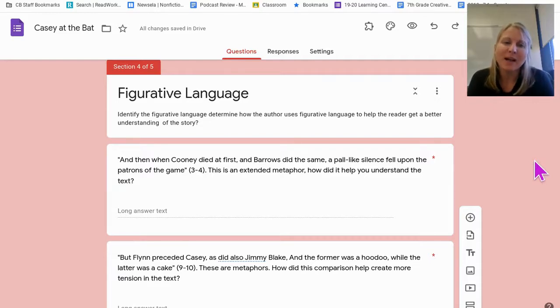So as we look back at Casey at the Bat, and we talked about figurative language yesterday, the different types, we went back over and reminded ourselves that a metaphor and simile compare two unlike objects, using like or as if it's a simile, or not using like or as, a metaphor. We talked about personification. We've talked about exaggeration through hyperbole and all of these things. So now we're going to analyze how the author uses that within the text.